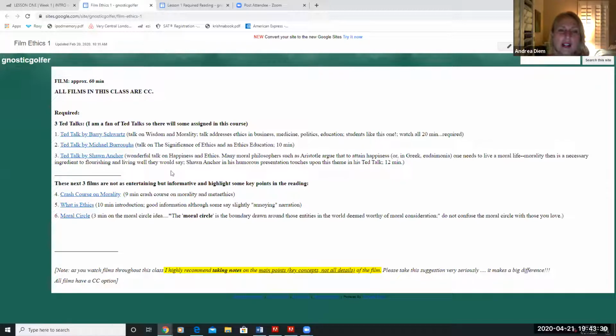And his focus is on happiness and how to attain happiness. One of the key ingredients is moral action. So I thought that was really cool. It fits with the philosophy of Aristotle. Aristotle focuses a lot on happiness.